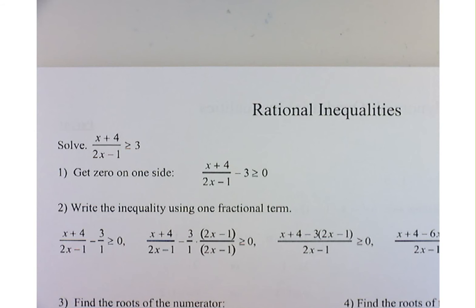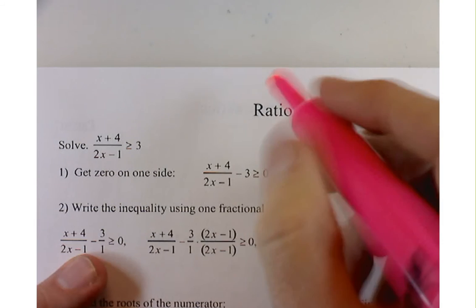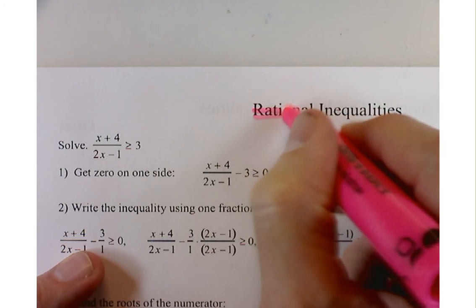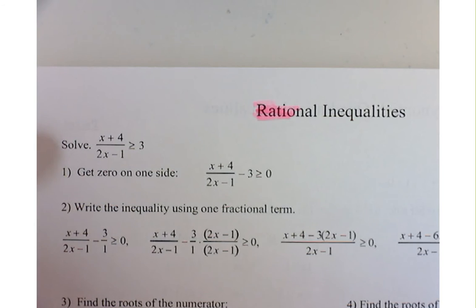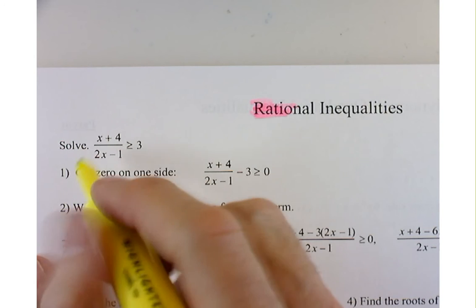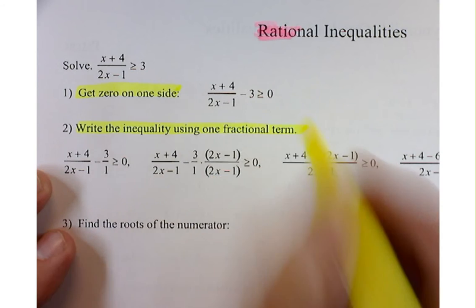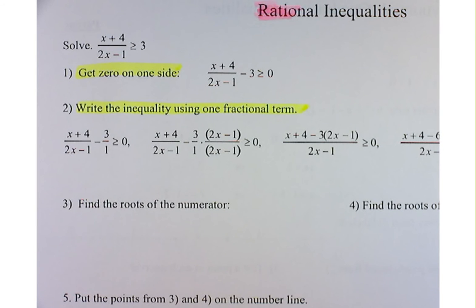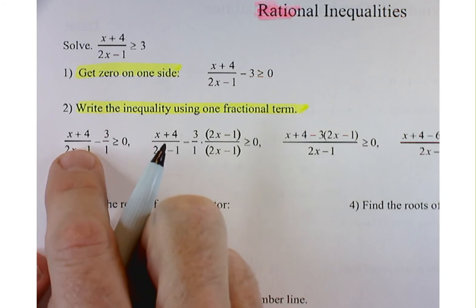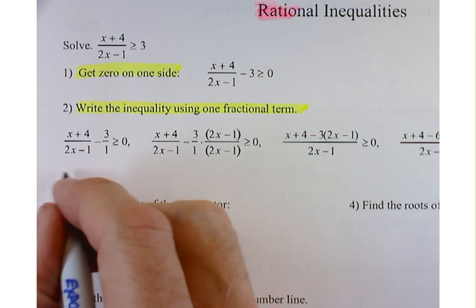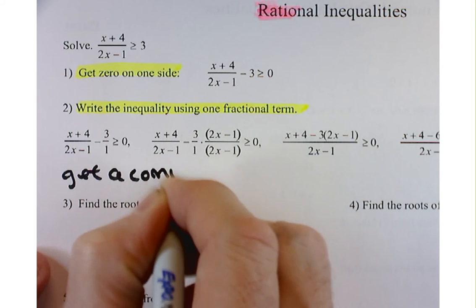Now you might notice that in the name rational, the root is ratio. And ratio is a mathematician's way of saying fractions. You've got a fraction here. Well, that means a couple more steps than what we had with the front side of this handout. We are still going to get 0 on one side. But then you're going to have to write the left-hand side using one fractional term. And here I want you to put in your notes: if I write it with one fractional term, I'm going to need to get a common denominator.